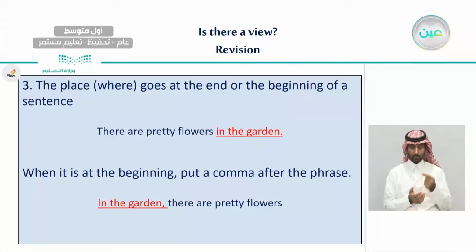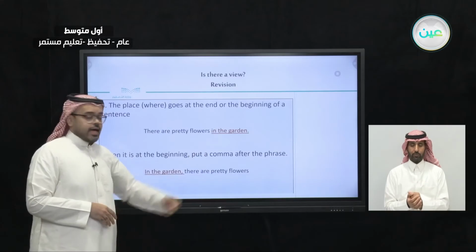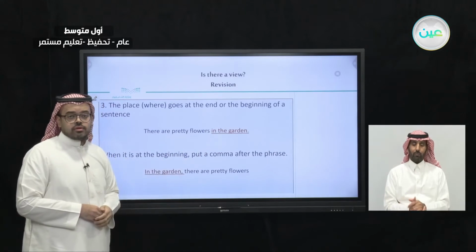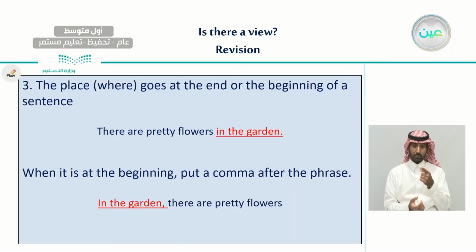Now, we also talked about the place, and we said that if we want to talk about places, we put it either at the end or the beginning of the sentence. Like, for example, there are pretty flowers in the garden. In the garden here, this is the place. And we can take in the garden and put it at the beginning of the sentence. See this example.